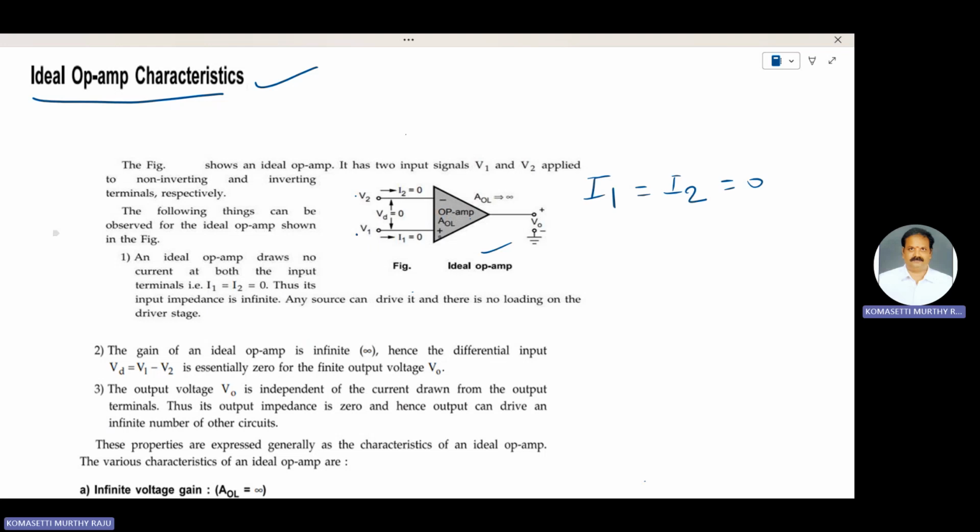I1 equal to I2 equal to 0 means that its input impedance is infinity, an open circuited condition. That means here Ri is infinity. Any source can drive the operational amplifier, and there is no loading on the driver stage because of that input impedance. Open circuit terminals are directly connected to any driver stage. Therefore, the loading effect is neglected due to the infinite input impedance of the op-amp.